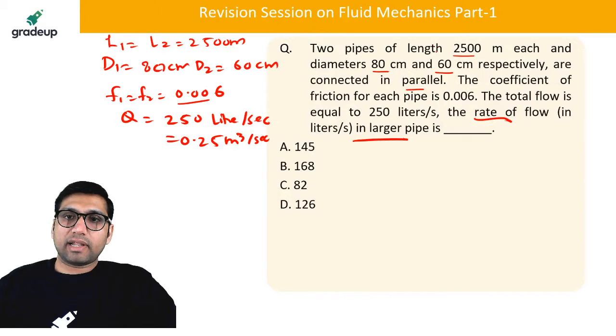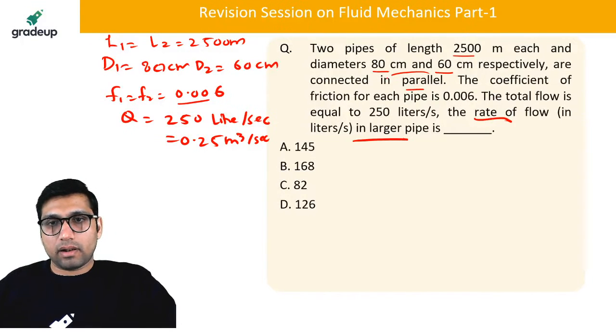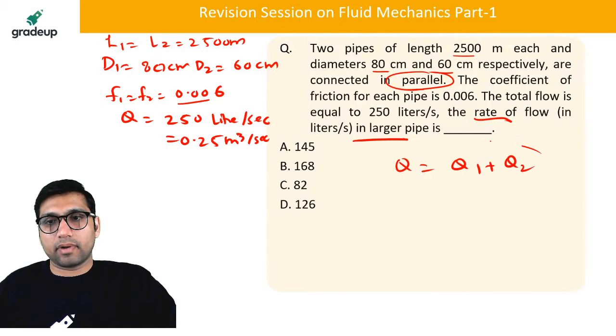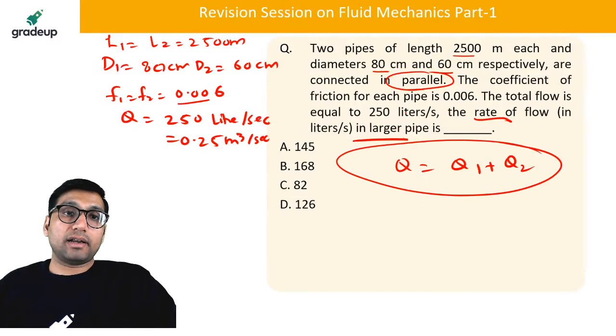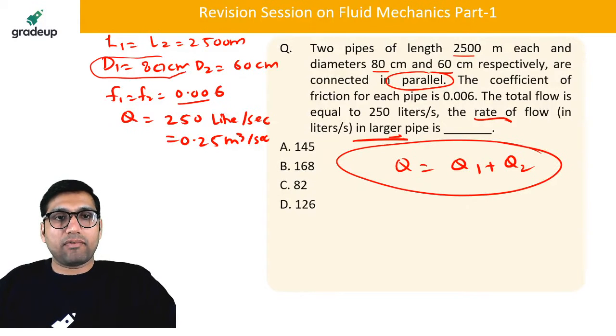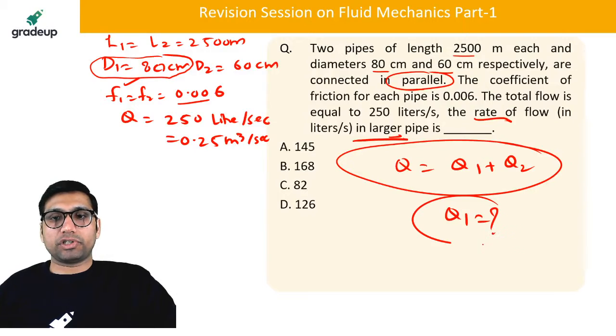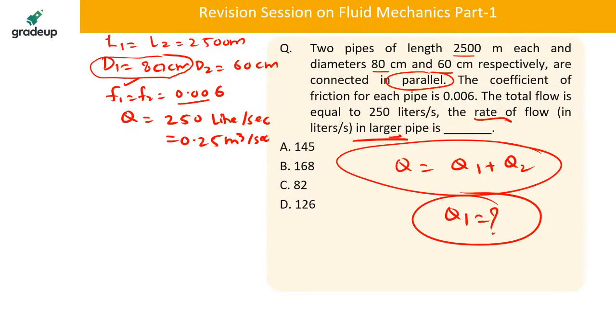As you know, in flow through parallel pipes, the discharge gets added up. So you have to find the discharge in the larger pipe, which is the pipe having more diameter. So you have to find the value of Q1 in this question. Quickly answer the question, everyone.